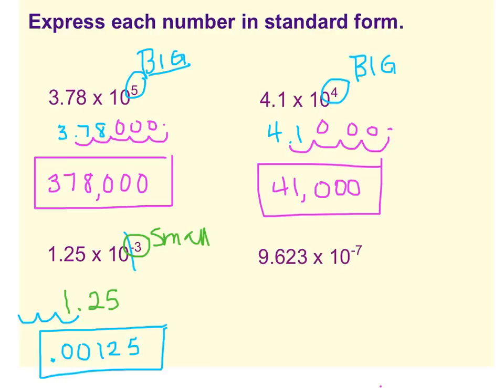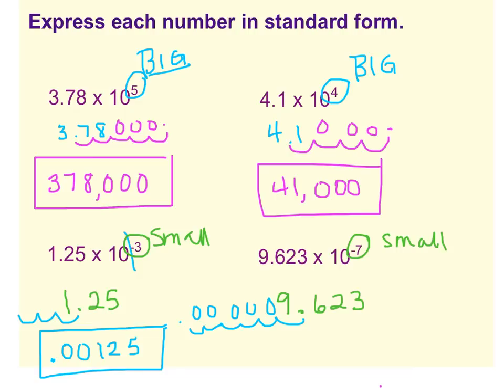All right, next one, we have 9.623 times 10 to the negative 7th power. So negative means we need a small number, and we're going to move our decimal to the left to make our number smaller. So there's 1, we have to move it 6 more times. 2, 3, 4, 5, 6, and you fill in all those zeros.